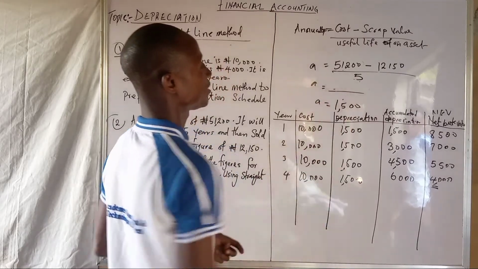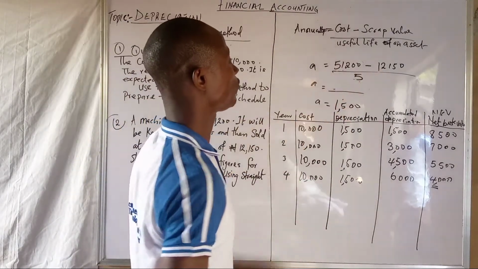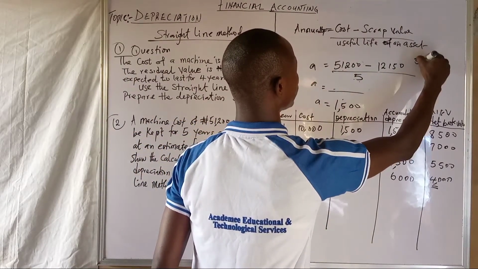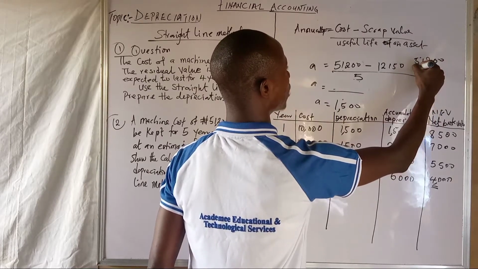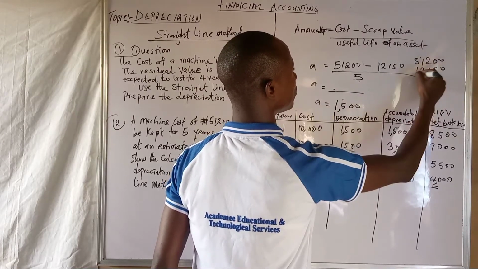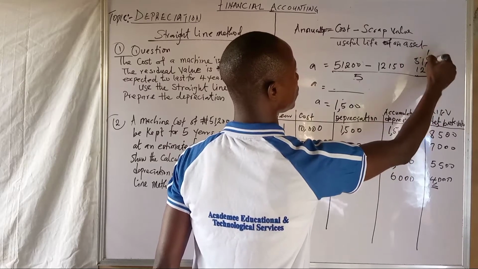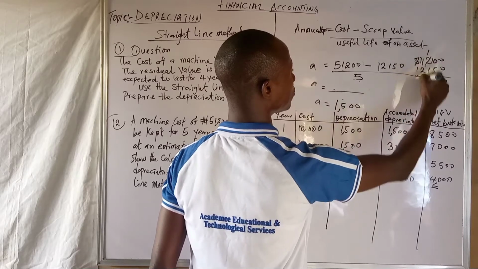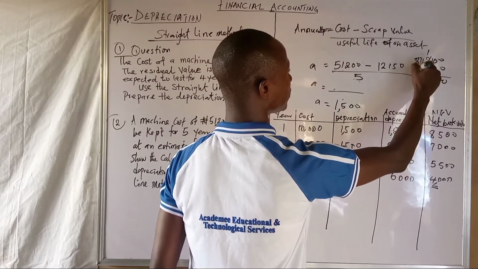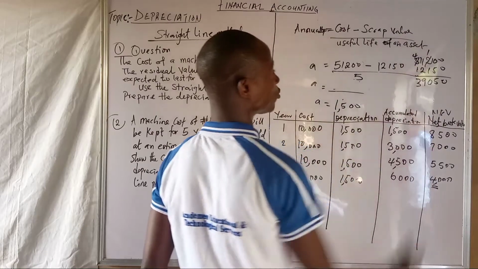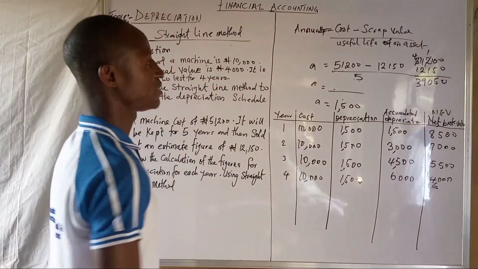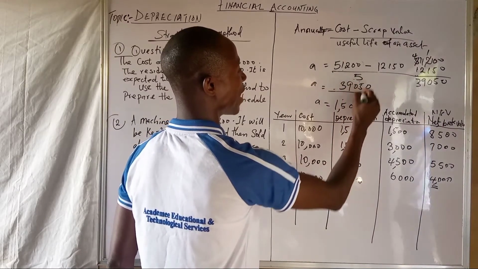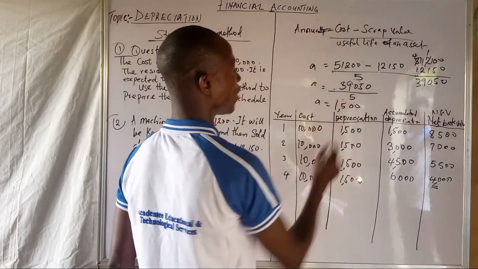When we look at this, 12,150 away from 51,200, we subtract 12,150 from 51,200. That gives 39,050 naira. So it's going to be 39,050 naira all over 5.